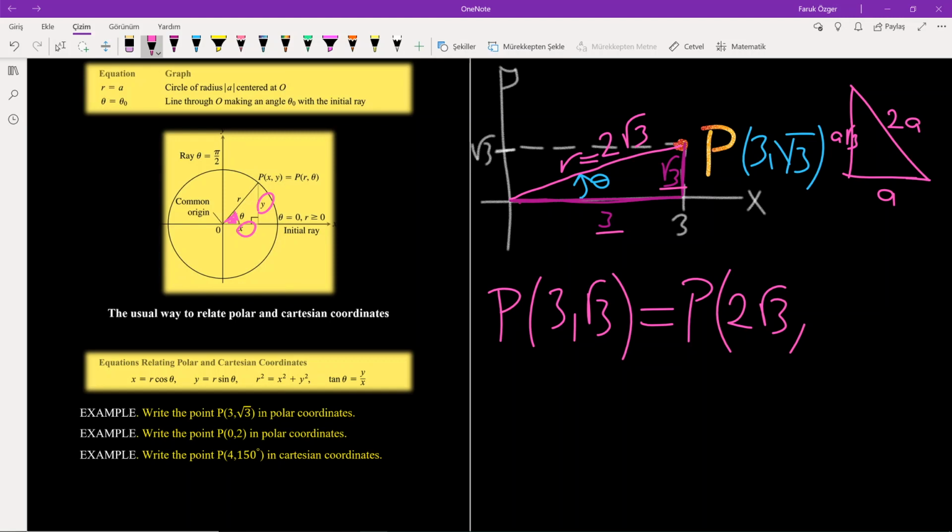So what is the angle theta here? The angle theta is pi over 6. It should be pi over 6. Okay? So it is another way to describe the point (3, square root of 3) in the polar, in another coordinate system.